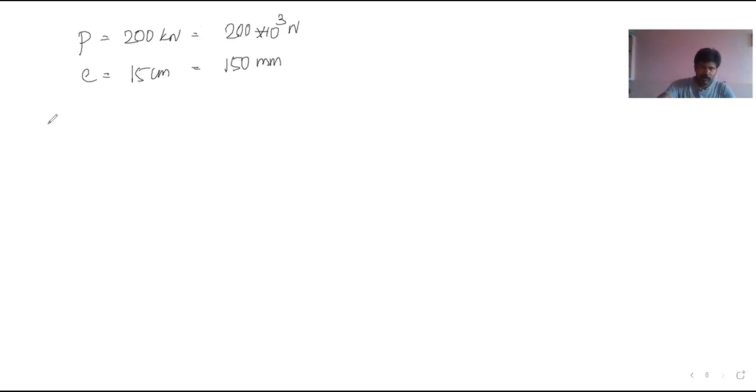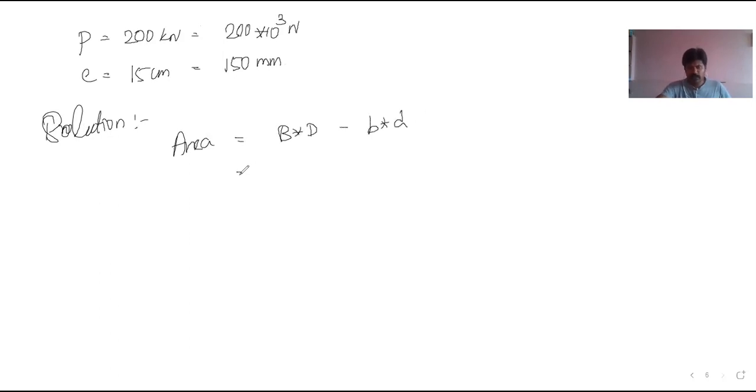Now let us move on to the solution part. So first of all, we need area. So area is equal to capital B into D minus small b into small d, since we have to deduct the hollow portion. So 800 into 1000 minus 600 into 800. So it becomes 320 into 10 cube mm square.